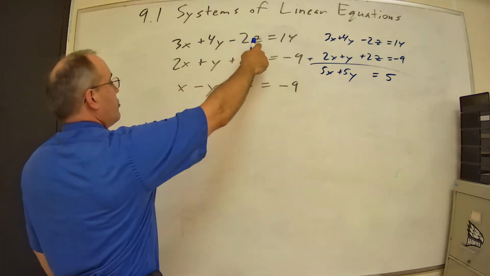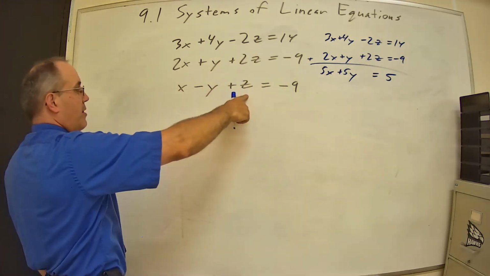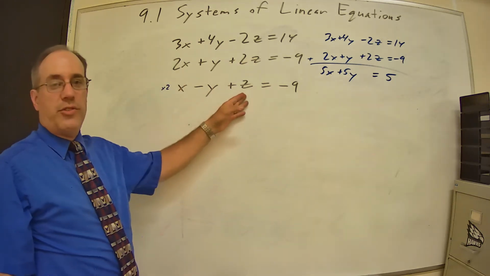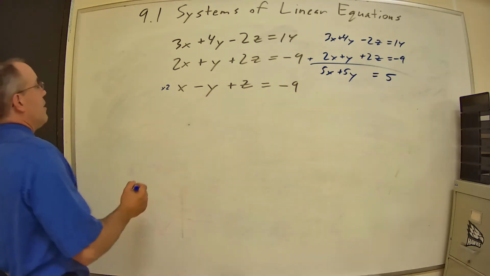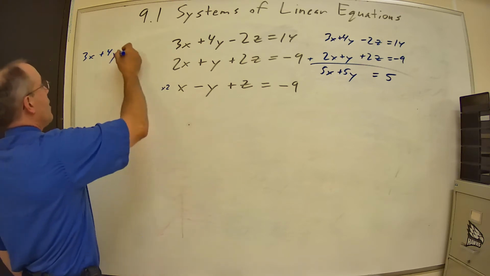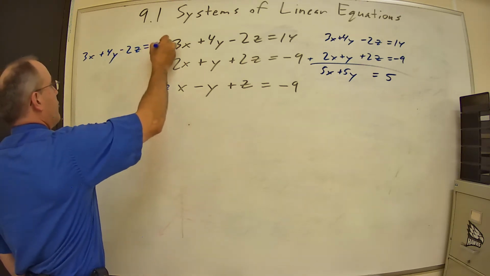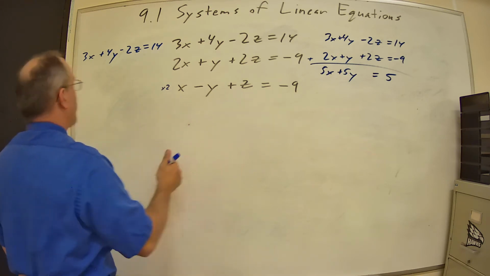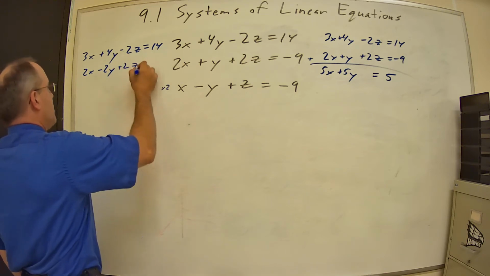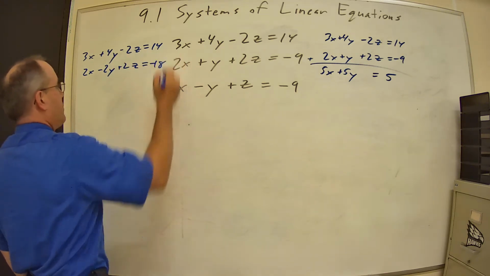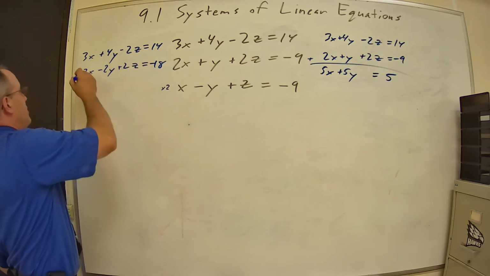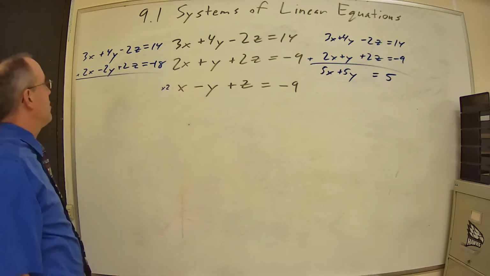So I have negative 2z here, so I'm going to multiply this equation by 2, because then I can turn this into 2z so I can cancel it out. So I'm going to take 3x plus 4y minus 2z is equal to 14, and I'm going to multiply that through by 2, so I have 2x minus 2y plus 2z is equal to negative 18. So I've got minus 2z, I've got plus 2z, so I'm just going to add those two together.